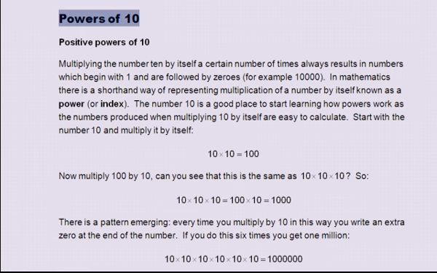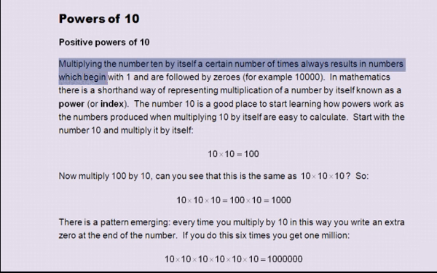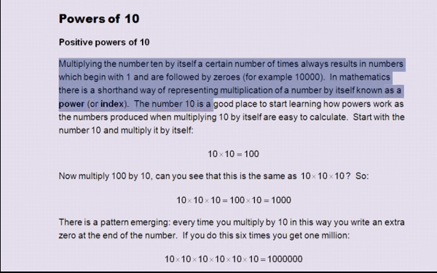Powers of 10. Positive powers of 10. Multiplying the number 10 by itself a certain number of times always results in numbers which begin with 1 and are followed by zeros. For example, 10,000. In mathematics, there's a shorthand way of representing multiplication of a number by itself, known as a power or index. The number 10 is a good place to start learning how powers work, as the numbers produced when multiplying 10 by itself are easy to calculate.